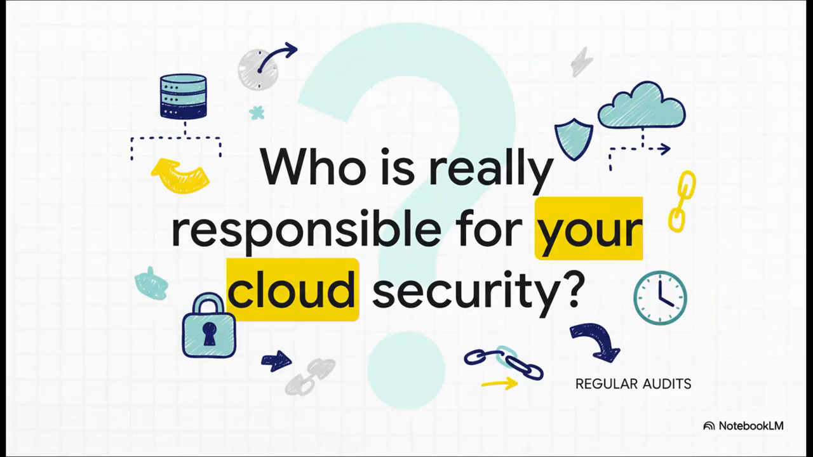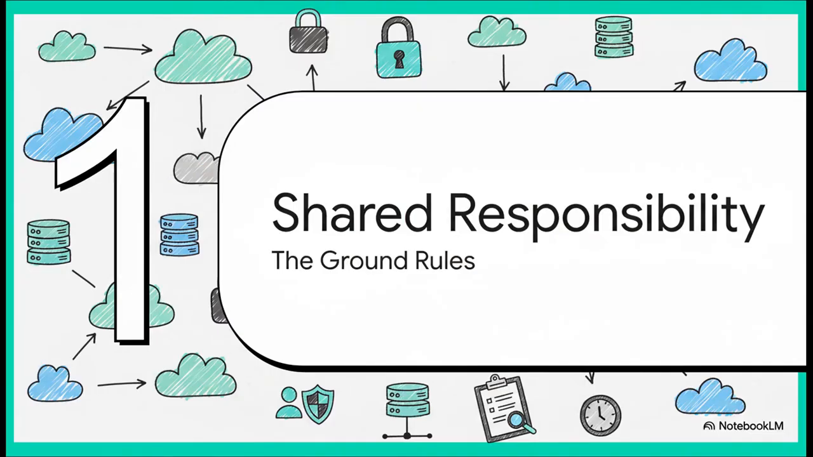But before we get into all the technical how-tos, let's just start with a really basic question. When you move your stuff to AWS, your data, your apps, who's actually on the hook for keeping it all safe? Is it you? Is it Amazon? The answer isn't as simple as you might think. Because the reality is, it's a team effort. It's a partnership. AWS has this core principle they call the shared responsibility model, and this really sets the ground rules for how security works in the cloud.